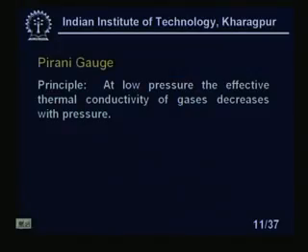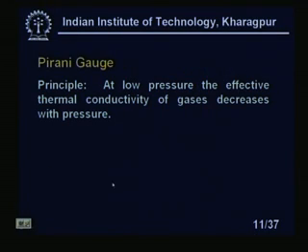It looks like this: at low pressure the effective thermal conductivity of the gases decreases with pressure. How? If the pressure decreases in a vessel, what will happen? Why am I getting the pressure? Kinetic theory of gases says that I am getting a pressure in the vessel because of the random motion of the molecules hitting the surface of the walls, which creates the pressure. If the number of molecules decreases, the pressure will decrease, right, because there are fewer molecules. Or in other words, if the pressure is low, the number of molecules in the vessel will also be low. We will show in the next slide the basic principle.